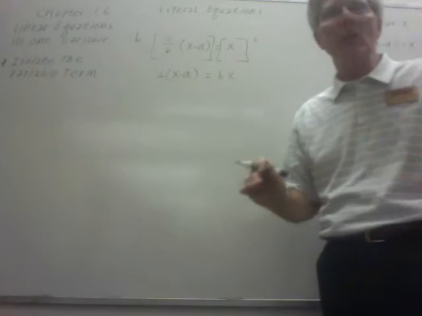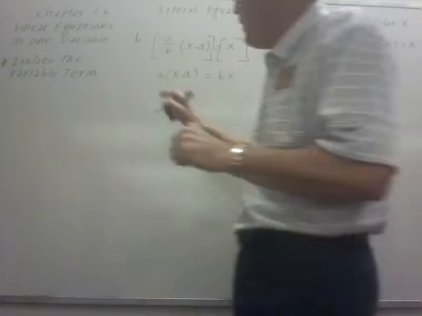The next thing I need to do is get rid of the parenthesis by using the distributive property. Well, a times x is ax. A times negative a is negative a squared. And that's equal to bx. Everybody okay? Good. All right.